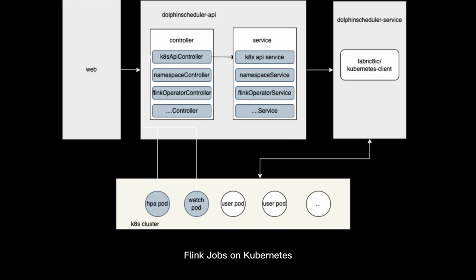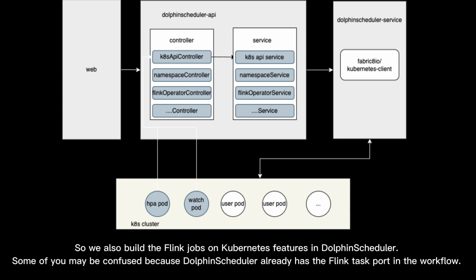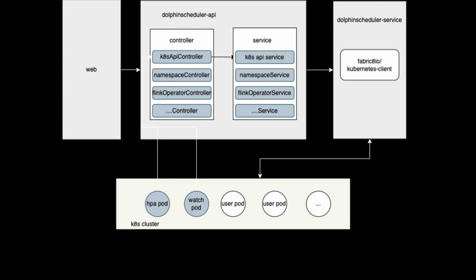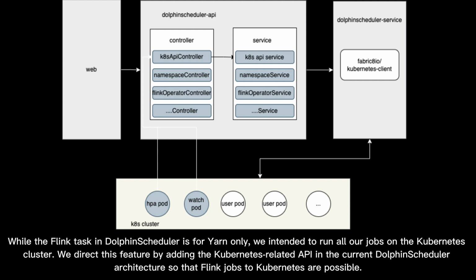Flink jobs on Kubernetes. So we also build the Flink jobs on Kubernetes features in DolphinScheduler. Some of you may be confused because DolphinScheduler already has the Flink task type in the workflow. While the Flink task in DolphinScheduler is for Yarn only, we intended to run all our jobs on the Kubernetes cluster. We built this feature by adding the Kubernetes-related API in the current DolphinScheduler architecture so that Flink jobs on Kubernetes are possible.